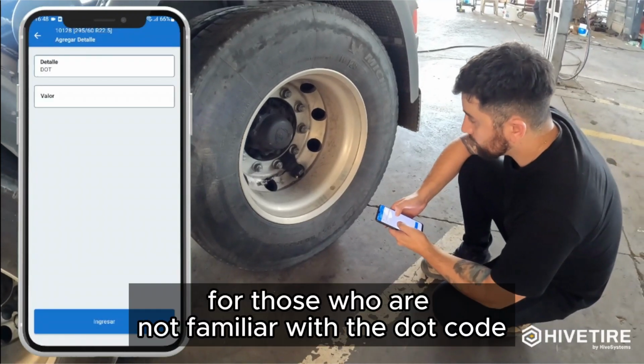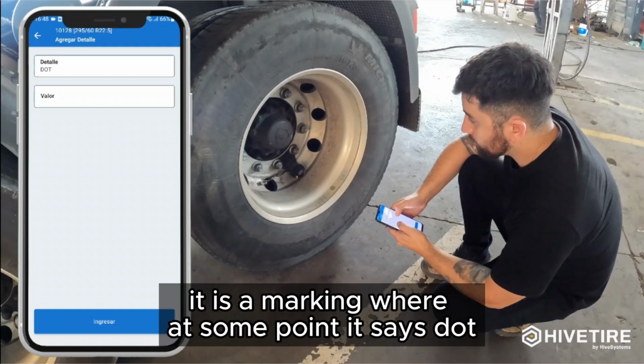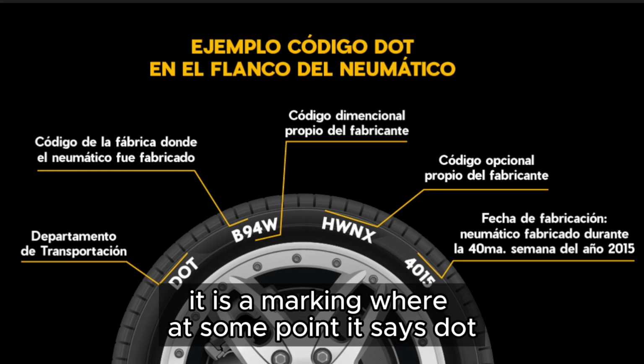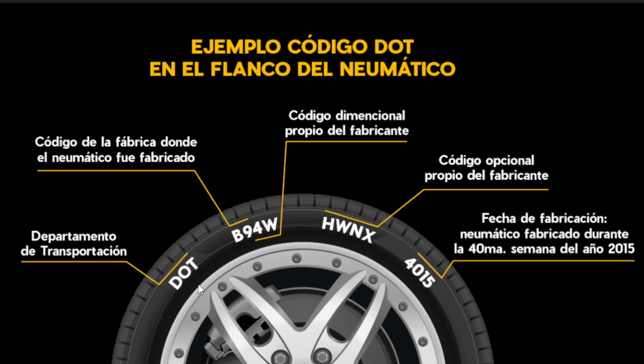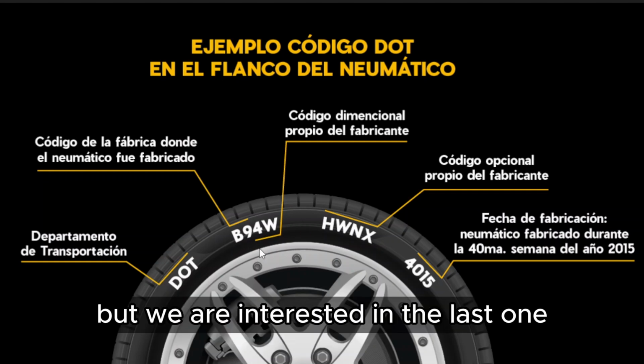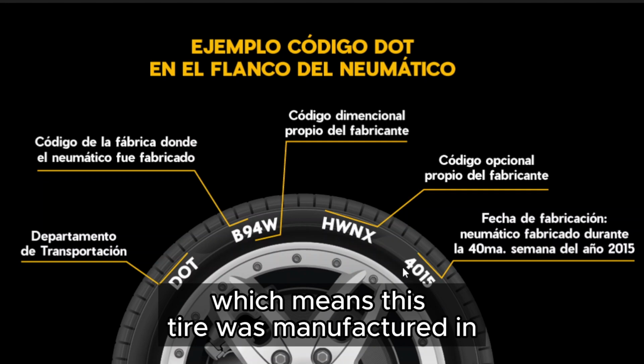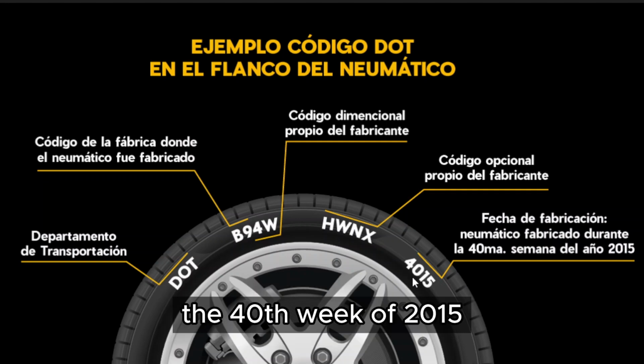For those who are not familiar with the DOT code on a tire, it is a marking where at some point it says DOT. This includes 3 to 4-digit alphanumeric codes, but we are interested in the last one. In this case, the code is 4015, which means this tire was manufactured in the 40th week of 2015.